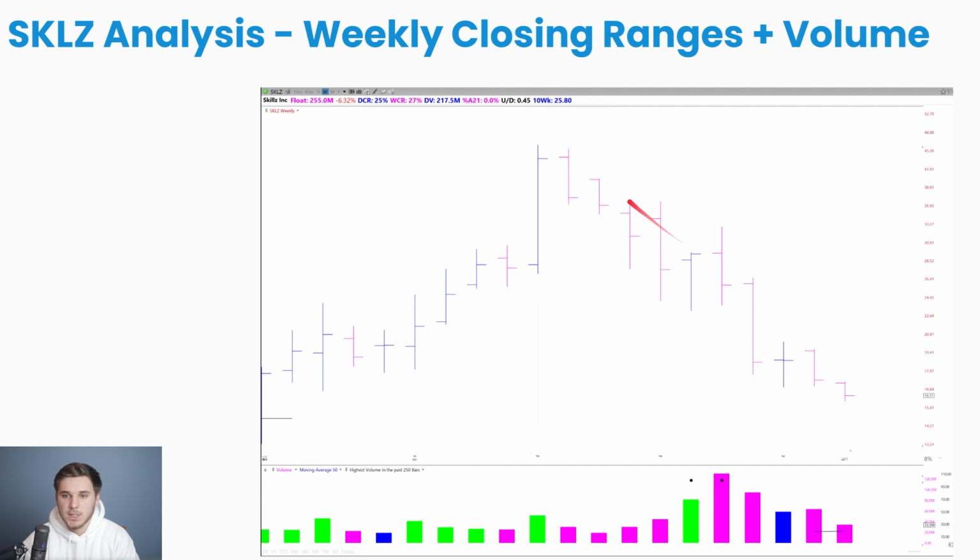So at this moment, Skills is not showing any signs of an intermediate bottom. It still needs to kind of round out here, have some strong closing ranges, move up on volume, and then potentially start the next uptrend and a move up towards this intermediate high.